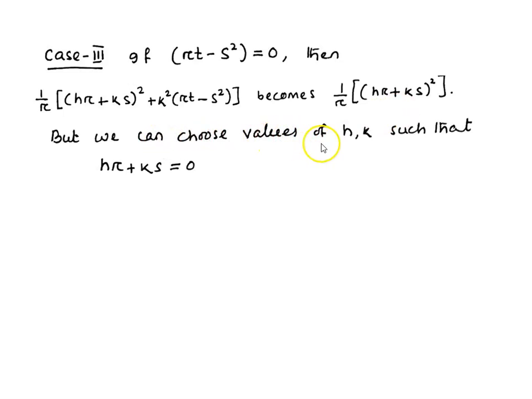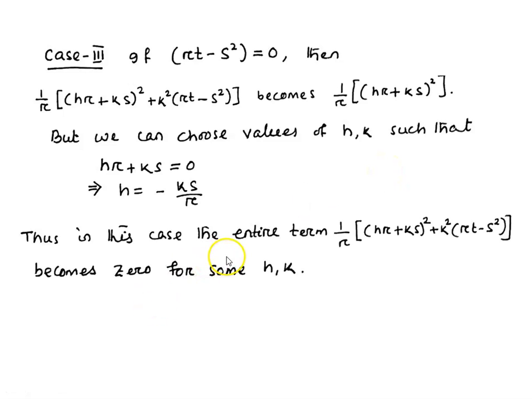But we can choose the values of h and k in such a way that this becomes 0: hr plus ks is equal to 0. As we have seen in the previous slide also, we can choose h in this way, h is equal to minus ks divided by r. Then this expression becomes 0. Thus, in this case, the entire term, 1 divided by r, (hr plus ks) whole square plus k square into (rt minus s square), becomes 0 for some values of h and k.